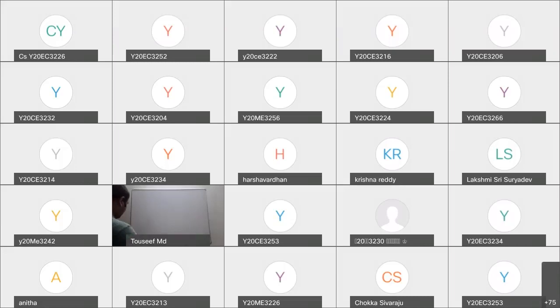So let us see the problem. How to write a problem? Given a line AB inclined at 40 degrees to VP, has its ends at 30 mm and 50 mm above HP respectively.